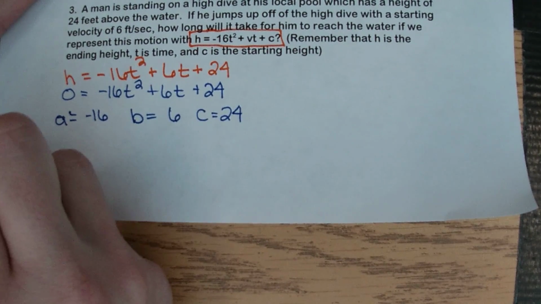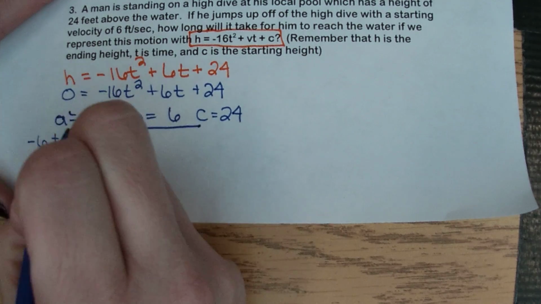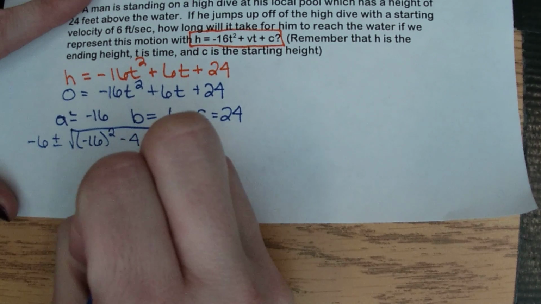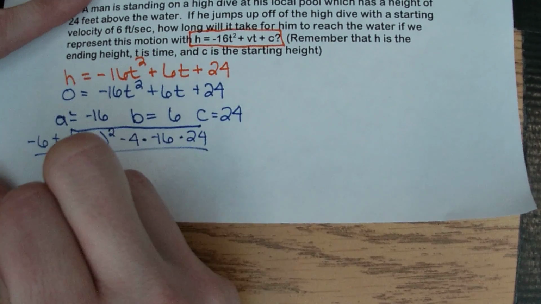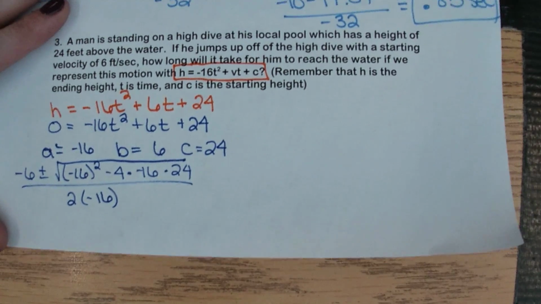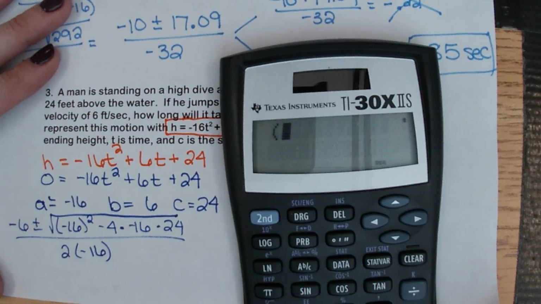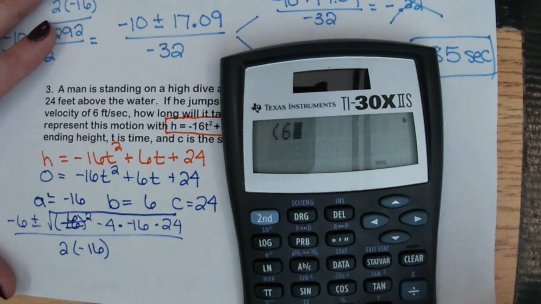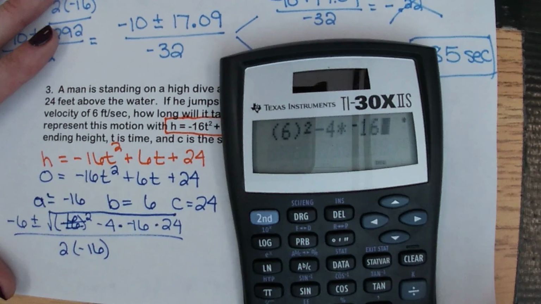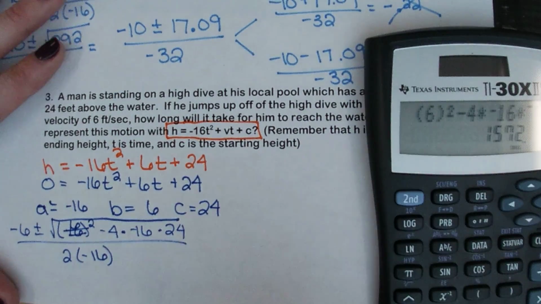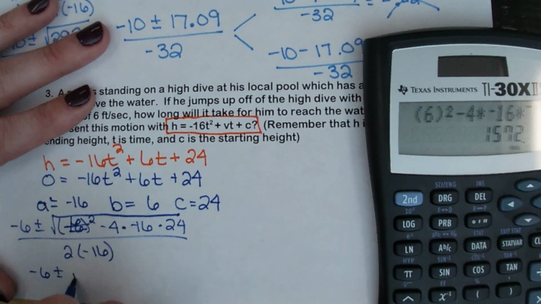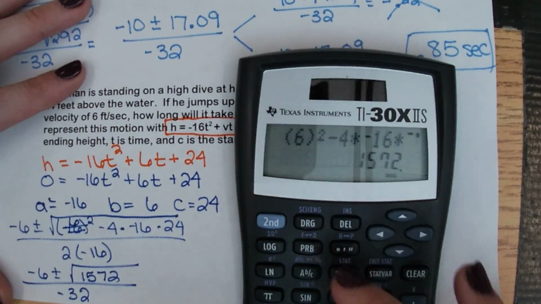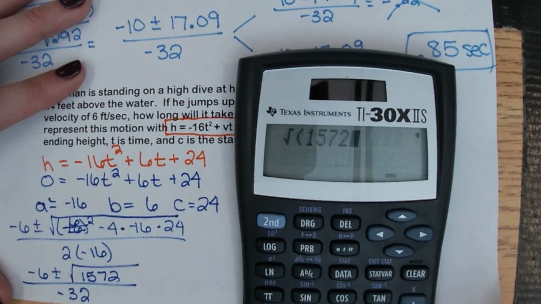And here we go into the quadratic formula, right? If you don't know it at this point, pull that out, set it right next to you, right? It's not going away. Negative b plus or minus the square root of b squared minus 4 times a times c, all over 2a. So we'll get that number underneath the square root. Oh, guys, this is b. Sorry, this is a 6. So 6 squared minus 4 times negative 16 times 24. So we'll get 1572 underneath the square root, all over negative 32. So now let's take the square root of that.